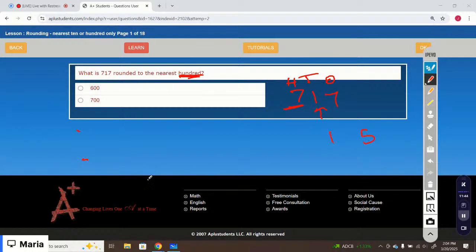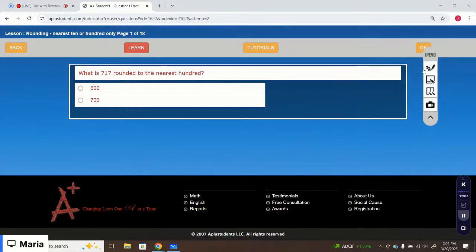Compare this 1 to 5. 1 is less than 5. So that means you need to round down, keeping the same hundreds digit. Write the hundreds digit as it is and replace the other two digits with 0. So it would be rounded to 700. 717 is rounded to 700. Got it? So option number 2 is the correct option.